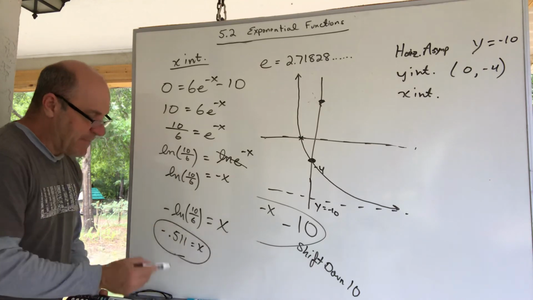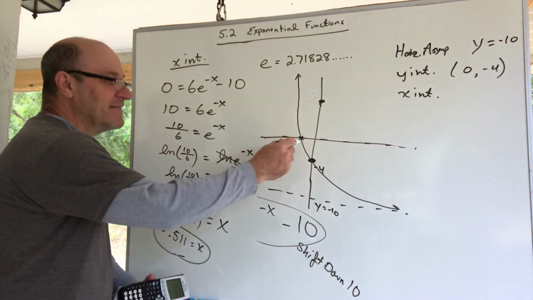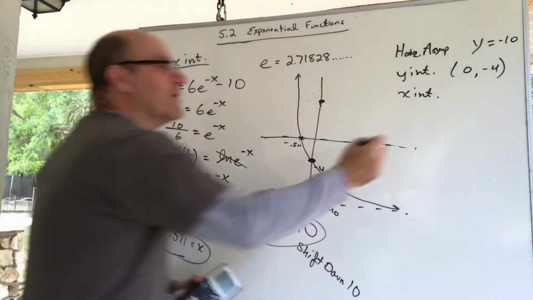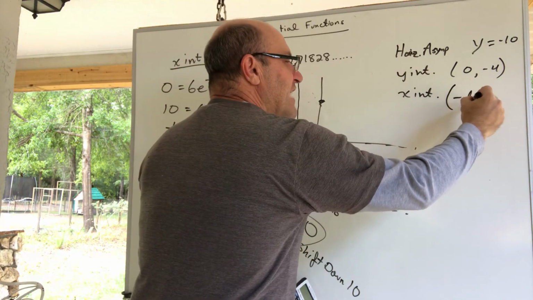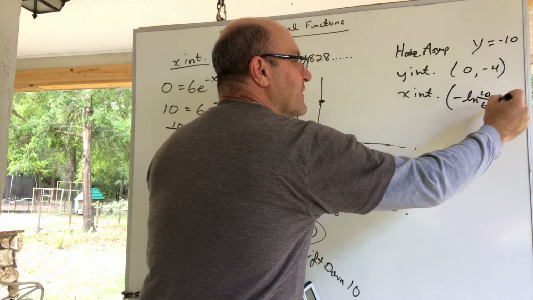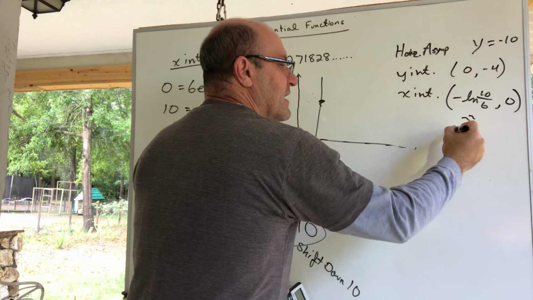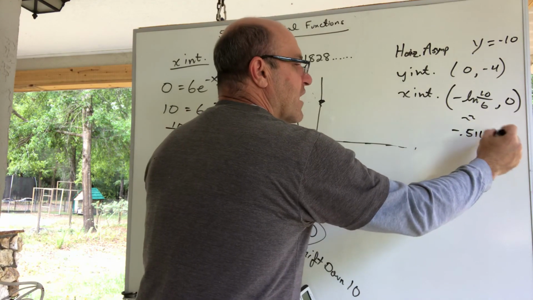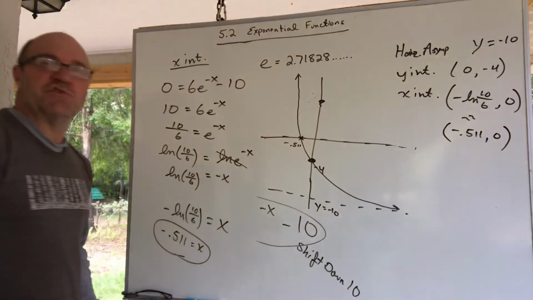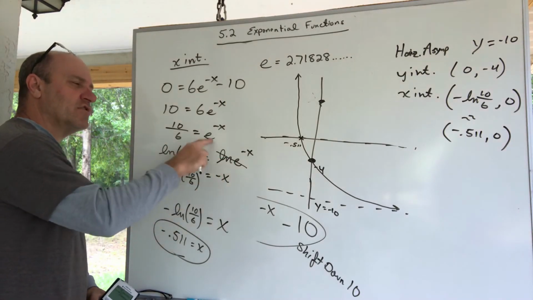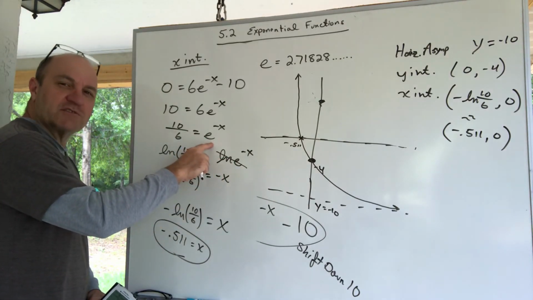That's my x-intercept. There it is. That's awesome. I'm going to go over here and put it. You know what I'm going to put over here? Negative natural log of 10/6, comma 0. That's the x-intercept, or approximately negative 0.511, comma 0. I got more to teach you about logarithms, but I thought it was smart to just tell you where they're used. They're used to undo the exponential function.